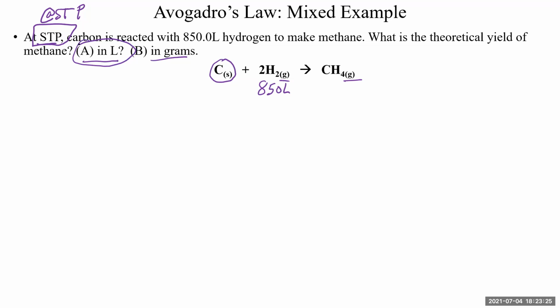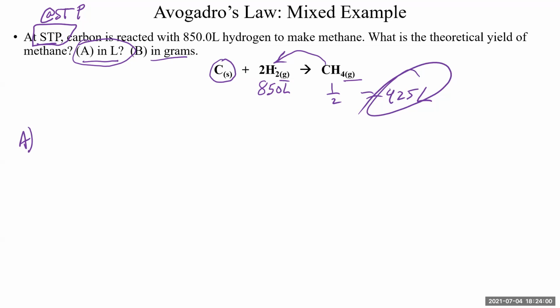Let's do liters first, part A. Okay, in liters. Luckily, we could actually figure this out in multiple ways. We don't even necessarily need Avogadro's law, but you'll see that using Avogadro's law is a lot easier than using the ideal gas law. For one thing, you can immediately see it's half, or 425 liters. That's your answer to A right away.